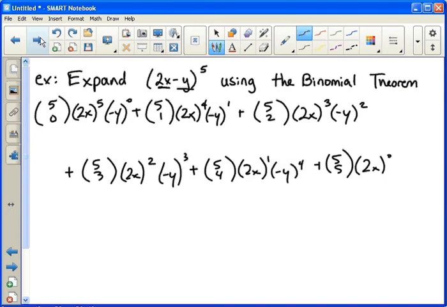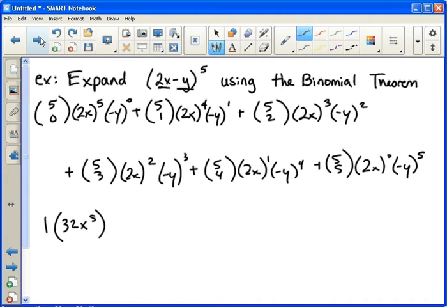Okay, now we can simplify each one of these. For the sake of time, I'm hoping now you know how to plug the coefficients in the calculator, so I'm just going to do those. 5 choose 0 is 1. Now 2x to the 5th, you have to raise both the x and the 2 to the 5th power, so it becomes 32x to the 5th, and then negative y to the 0 is just 1.